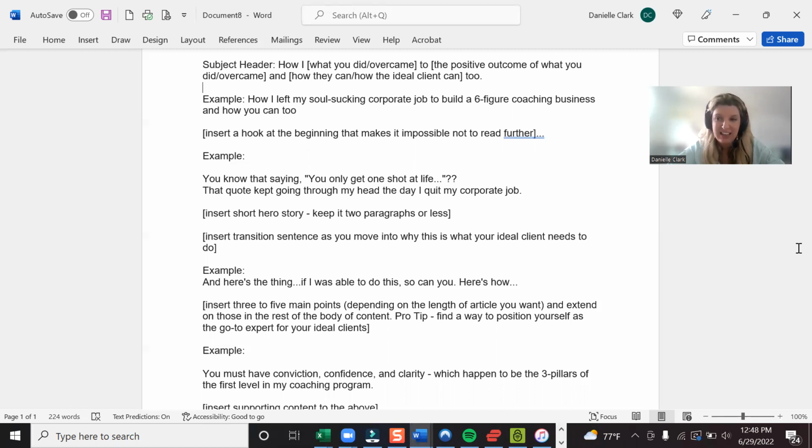And so I leave it like that so that I have a good transition. So I leave room for that transition. So what's an example? And I give you guys the example of the transition. It's like, and here's the thing, if I was able to do this, so can you. Here's how. So that piece that I left it off with transitions beautifully with the example I gave. So the next thing is insert 3 to 5 main points depending on the length of the article or the post that you want and extend onto those in the rest of the body of the content.